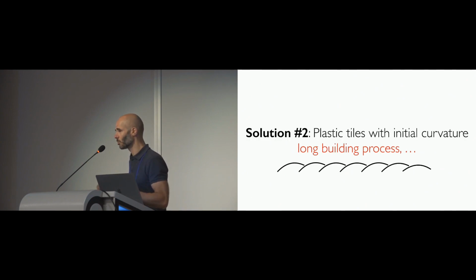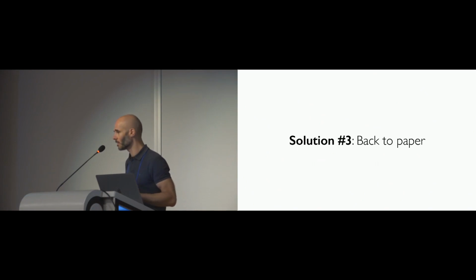We also tried to use plastic tiles with preformed curves in order to always keep the tile pasted on the surface, but it was a very long building process, so very bad for prototyping. And we also had a bad effect on the surface. It was not flat anymore. So we decided to come back to paper and to use magnets.